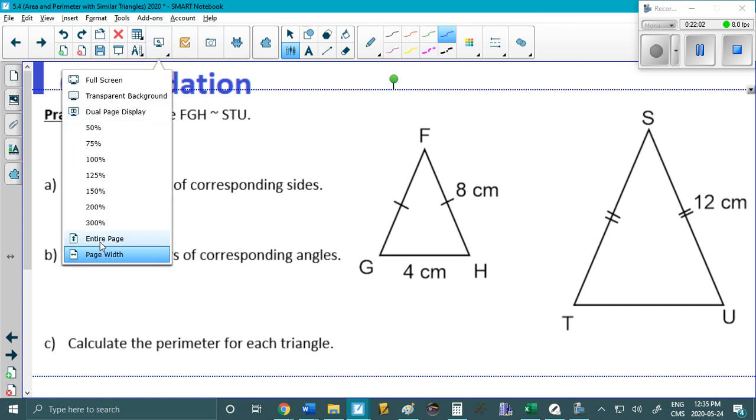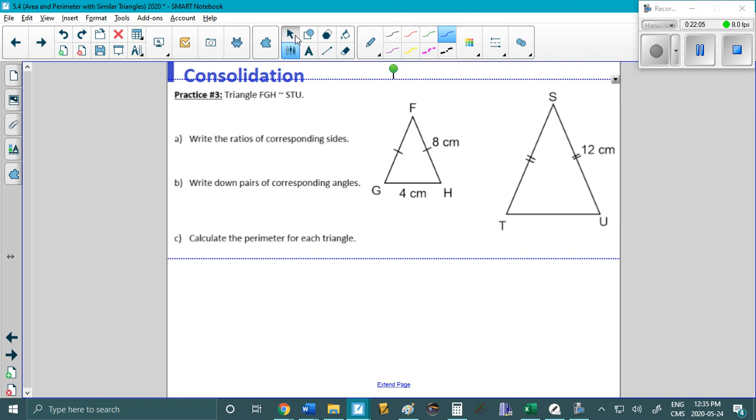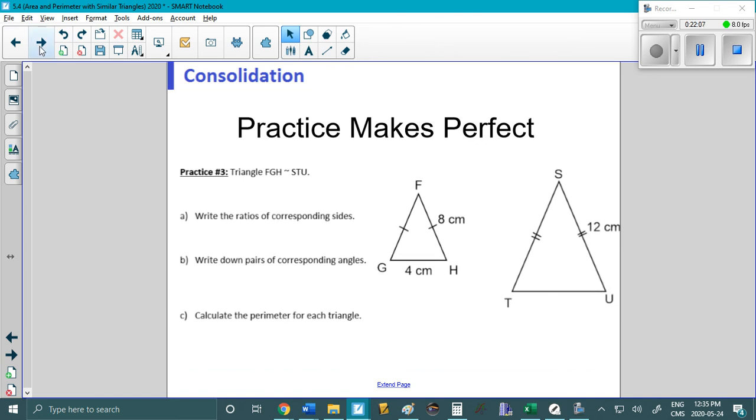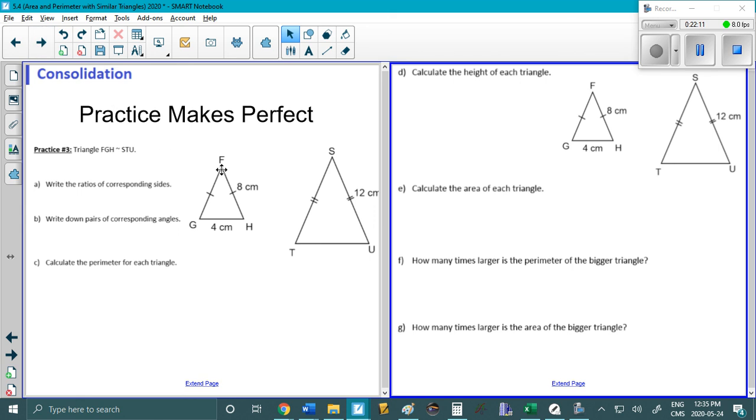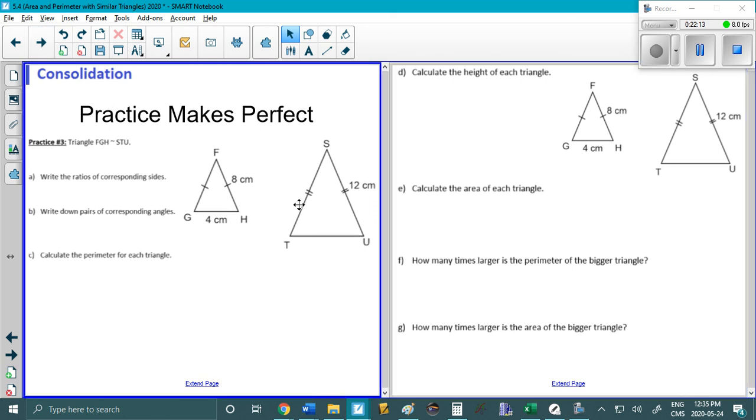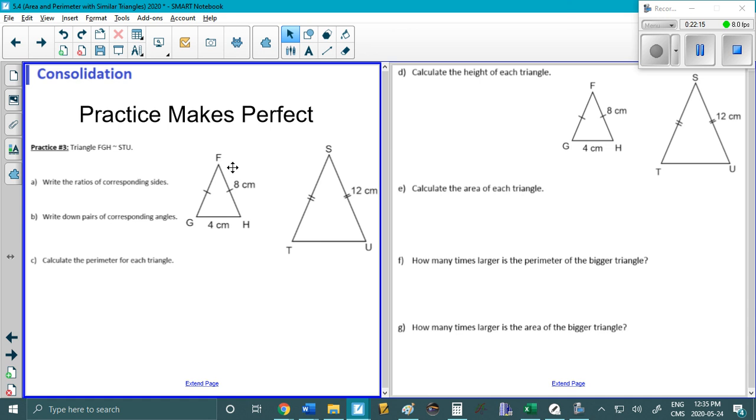It is one question, one big question, and it's basically the same thing that we just did, where you have to find the height. But you'll notice this triangle is not just 2 times the size. So be careful with that, okay?